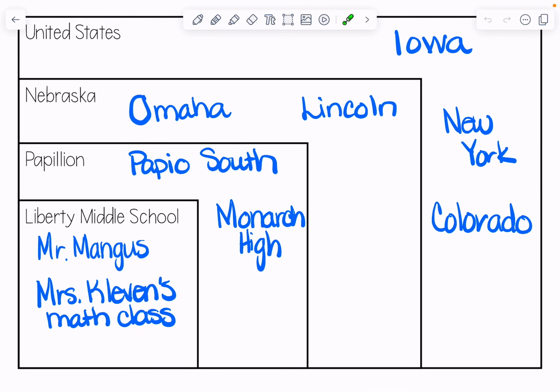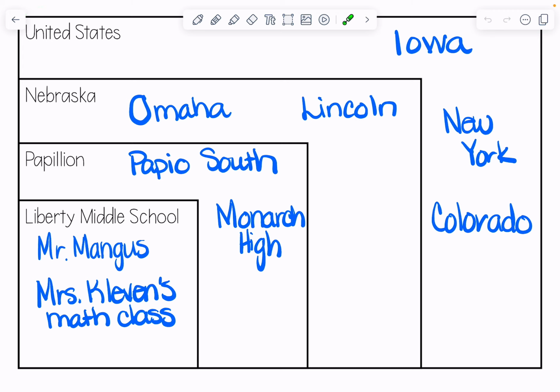Okay, so when we are learning about the rational number system, I want you to think of this diagram that we have here, which I know is not related to numbers right now. But in class, we talked about how when you are a part of Liberty Middle School, you're also a part of Papillion, you are also a part of Nebraska, and you are also a part of the United States.